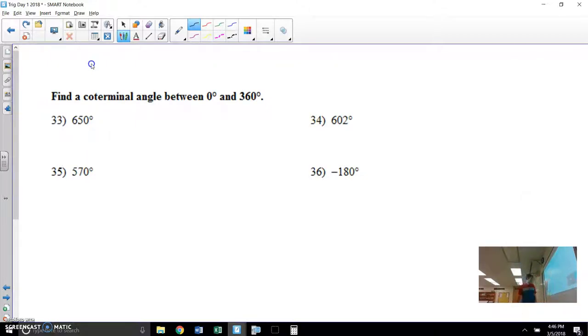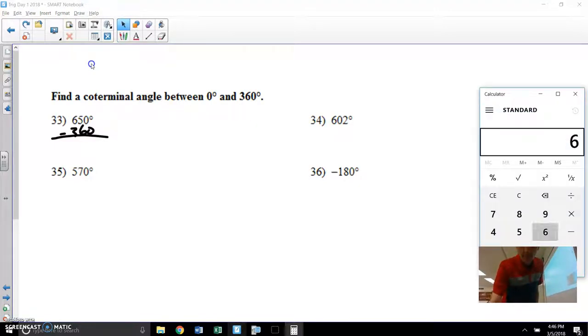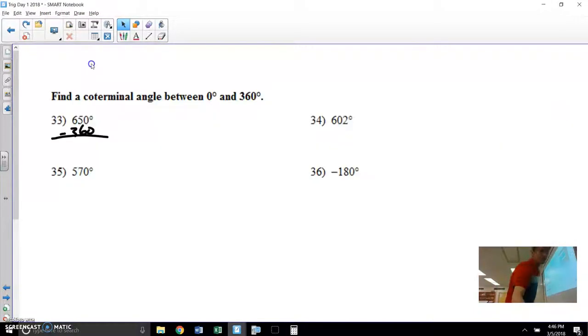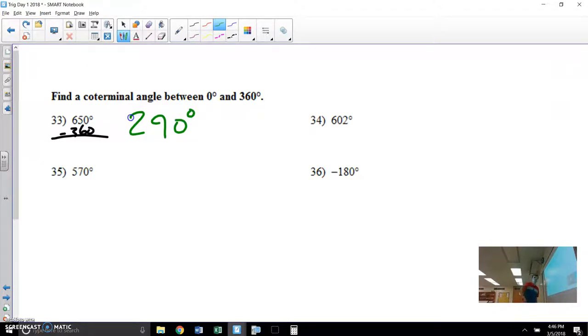So anytime you want to find a coterminal angle, and they tell you for this one to go between 0 and 360, I'm actually going to subtract 360 this time. If you subtract 360, let's just see, 650 minus 360, 290. Okay, 290. If you add 360 to 290, you'll be exactly at 650. That's what makes them coterminal.